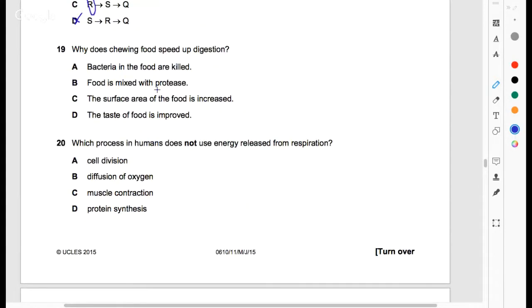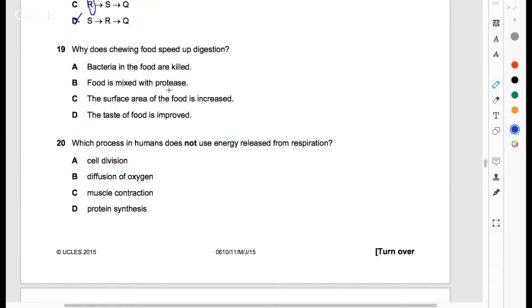Why does chewing food speed up digestion? Bacteria in the food are killed, food is mixed with protease, the surface of the food is increased, the taste of the food is improved. So chewing food does help kill a few of the bacteria, not very many. Bacteria are basically unaffected by the chewing. Food is mixed with protease. A little bit of protease is present in saliva, but really not very much.